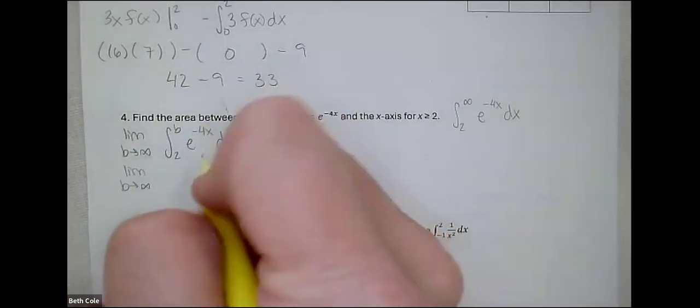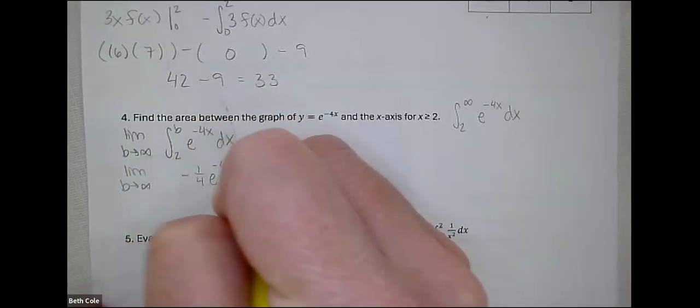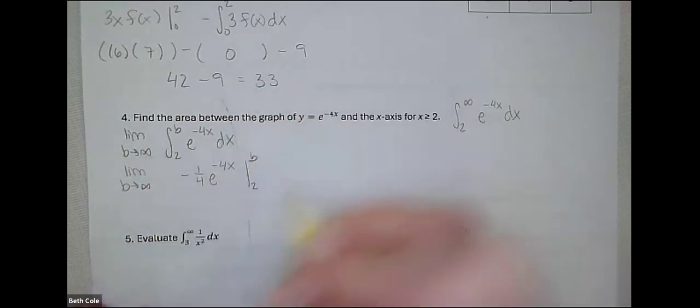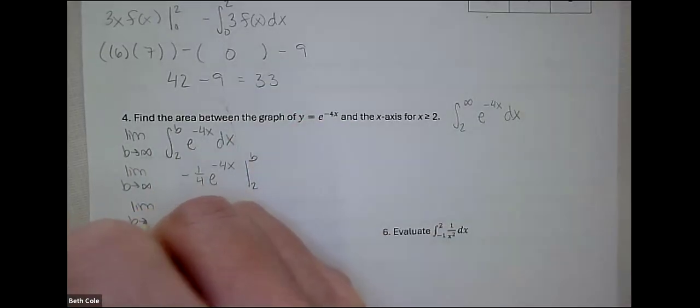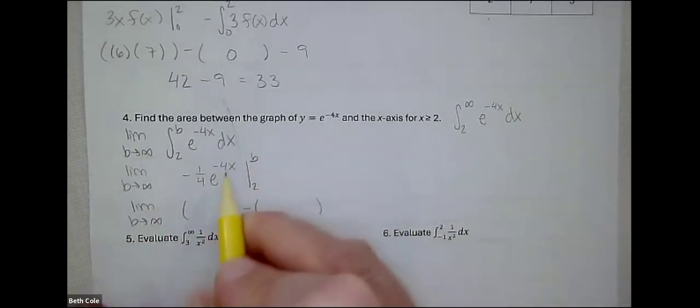All right, this is going to be a u substitution, but to cancel out the -4, we just need a -1/4. So just put that out front. We have such that 2 to b. We're going to write limit one more time. This is upper minus lower. So basically, you're just going to plug b in.